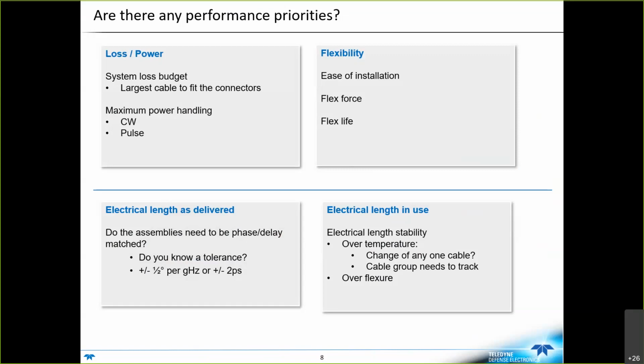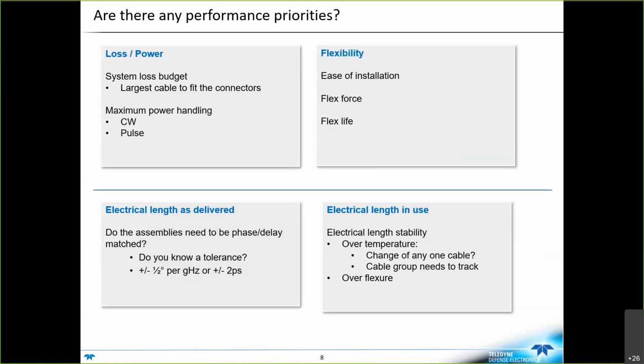The bottom half of the slide is where we're starting to talk about electrical length of the cable and your concerns over the electrical length of the cable. The electrical length, whether you want to call it phase, or delay, however you choose to express it. The first situation is here on the left where you're saying to me, I'm concerned about the cable. What kind of electrical length matching can you provide to me on an as-delivered basis as we ship the cables to you? Do the cables need to be either phase or delay matched?